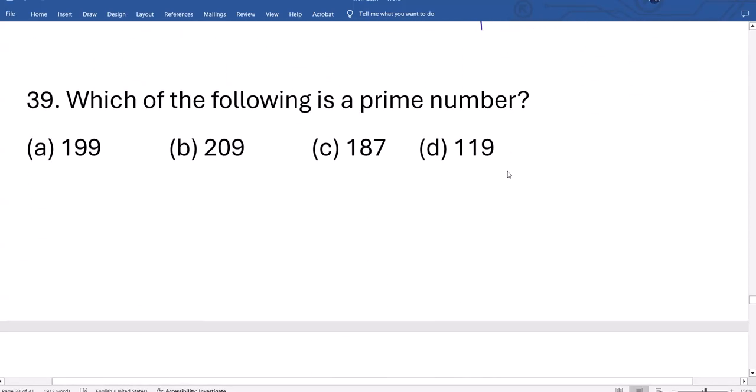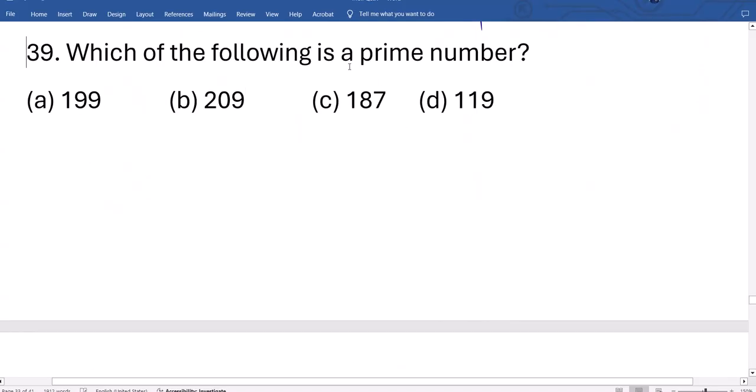Next one, prime number. Calculator not available. How to decide whether a given number is a prime number or not? I have given only 3-digit numbers in terms of hundreds, 200s, not in 700, 800 or 1000. What is the procedure to decide if it is a prime number or not? Standard, only one procedure available.